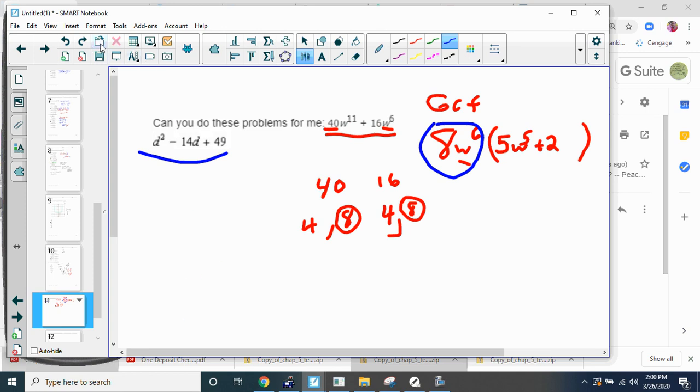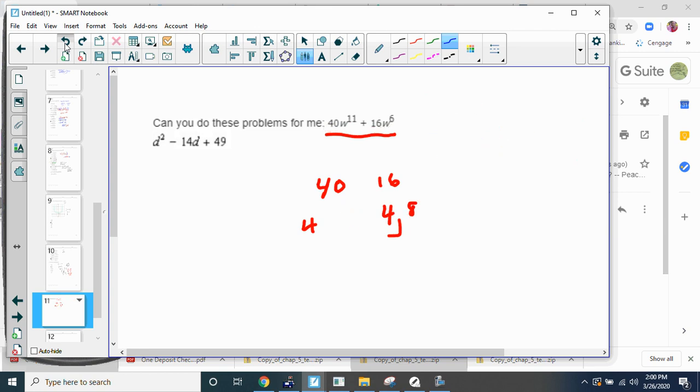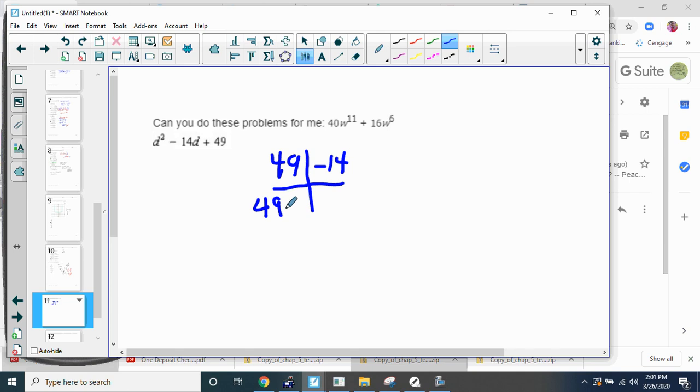So one way to do that is you look at the last number, the 49, and you need factors of 49 that add up to the middle number, which is negative 14. So factors of 49 are 49 times 1, but that adds up to 50. If I make them both negative, it's going to be negative 50. So 49 and 1 are not going to be the right answers.